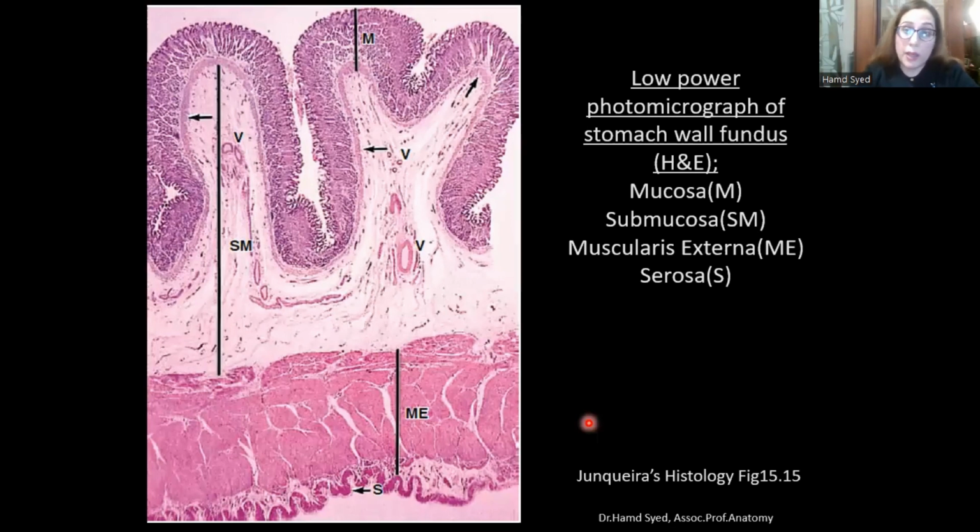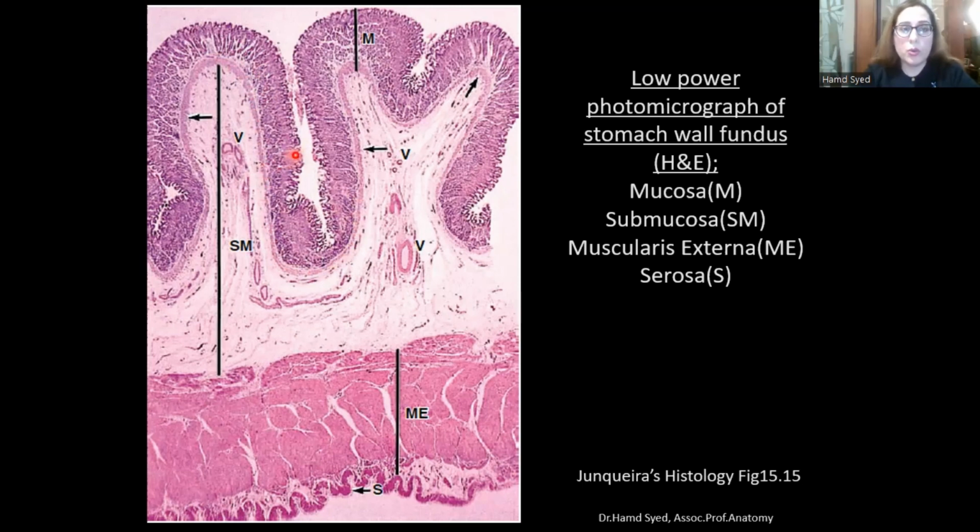Now we can understand the micrographs since we have understood the basic layers of the stomach. This is a photomicrograph of the stomach wall fundus at low power, stained by hematoxylin and eosin. Over here, we can see the mucosal layer, which has been labeled as M. The mucosal layer has this epithelium, which is invaginating and forming the glands. Between the glands is lamina propria, and beneath lamina propria, where you can see my laser pointer right now, is the muscularis mucosae. Collectively, these three layers are known as the mucosa of the stomach.